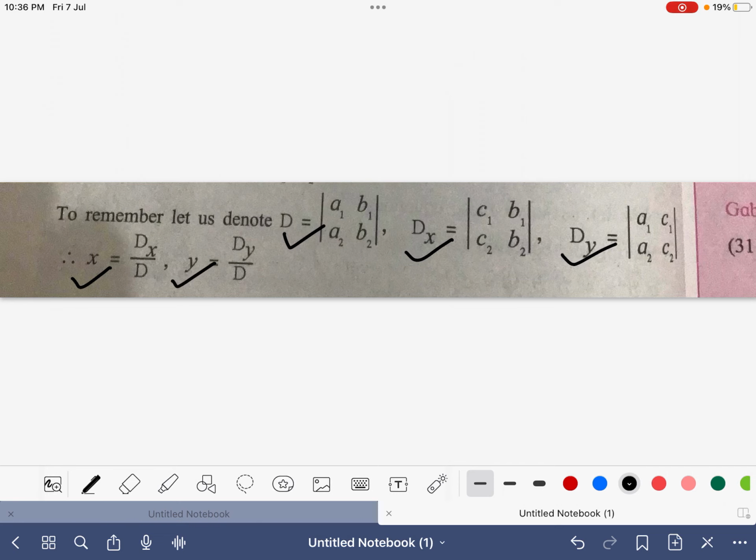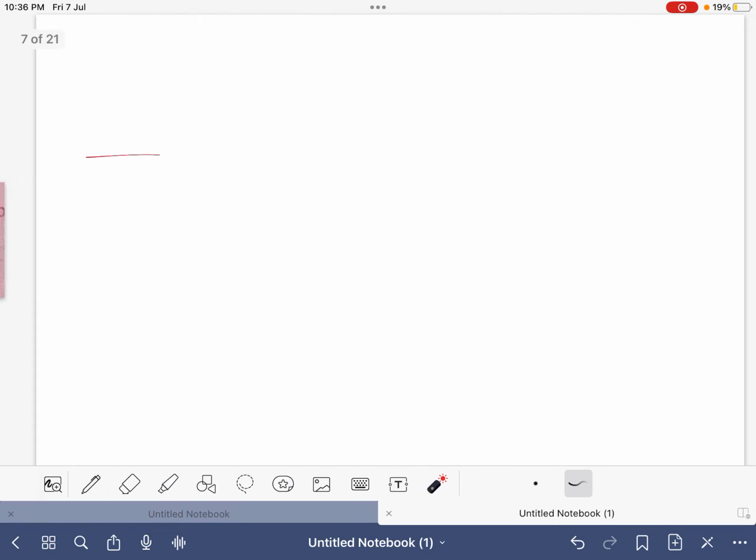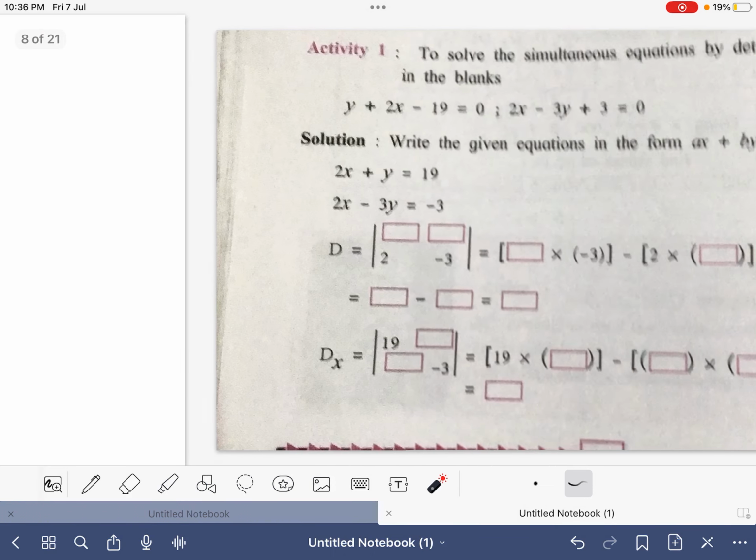Clear? Whenever we are solving an example, we are using a total of five formulas to find the value of x and y. So that's why in this whole point, these examples are very, very important. So keep in mind always, when we solve a simultaneous equation by Cramer's rule, we use these formulas. Now let's move to a few examples.